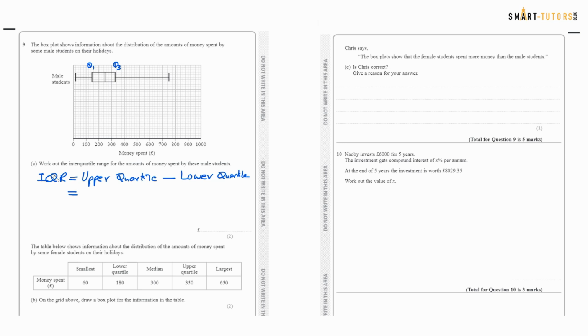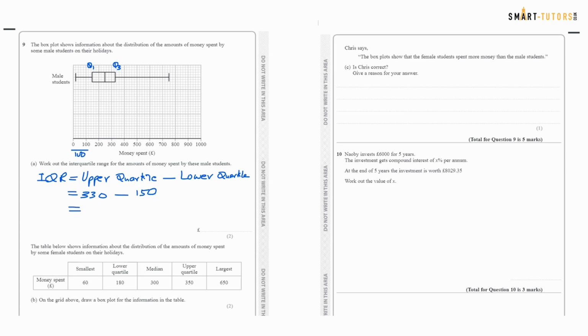Now the scale: 5 boxes indicating 100, so each box is 20. So this is going to be 300 and 1.5 boxes, so 30. So 330 minus the lower quartile, which is 100 plus 2.5 boxes. So 40, 50, so 150. So 330 take away 150 is 180. That is our final answer.